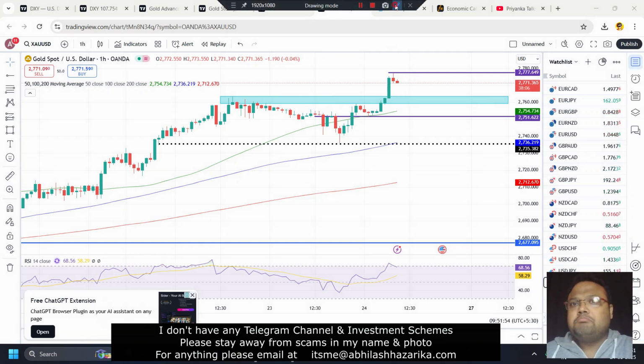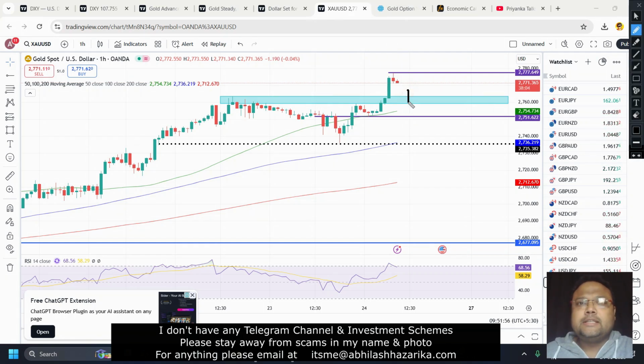And if the market shows a deeper correction, if you see that there is sudden selling pressure in the market and it is standing at 2760 with a big red candle, then obviously we need to use our common sense and we need to avoid buying, isn't it?